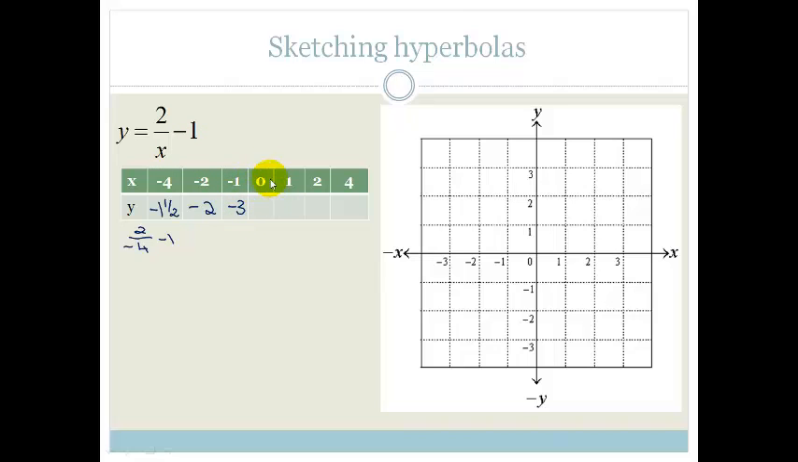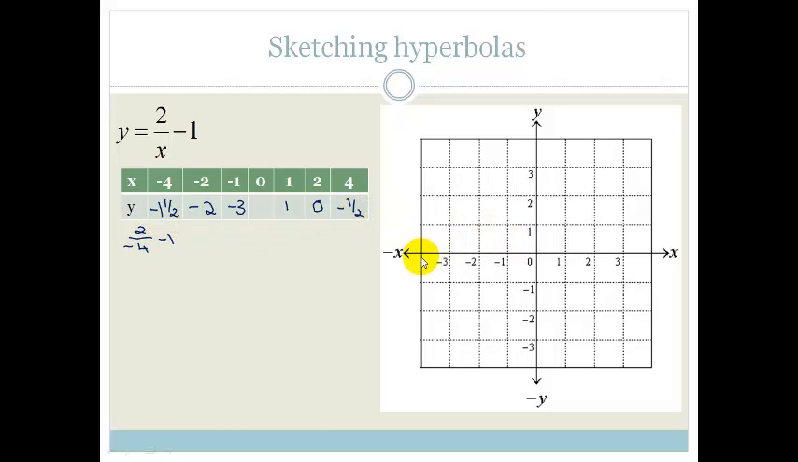Again, we're going to leave this alone and see what happens. If x is 1, we've got 2 divided by 1 is 2, 2 minus 1 is 1. 2 divided by 2 is 1, minus 1 is 0. 2 divided by 4 is 1/2, minus 1 is minus 1/2. Okay, so let's now plot this.